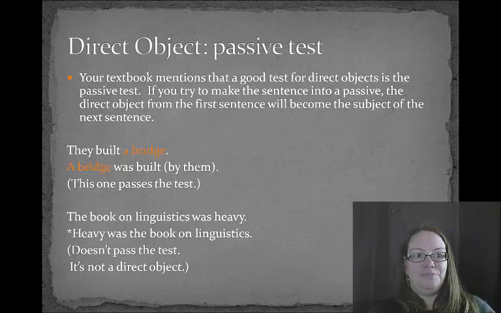They built a bridge. Passive version, a bridge was built by them. We can either leave in by them or we can leave it off. So in both cases, when we look at this, the grammatical subject is the thing that occurs first. But the way the subject behaves is different for an active and a passive sentence. We'll learn more about this in the chapter about active and passive sentences. This one passes the test, and so a bridge must be a direct object.